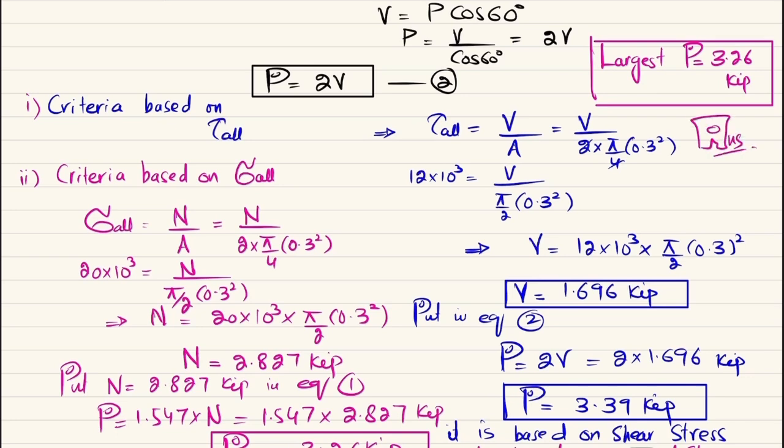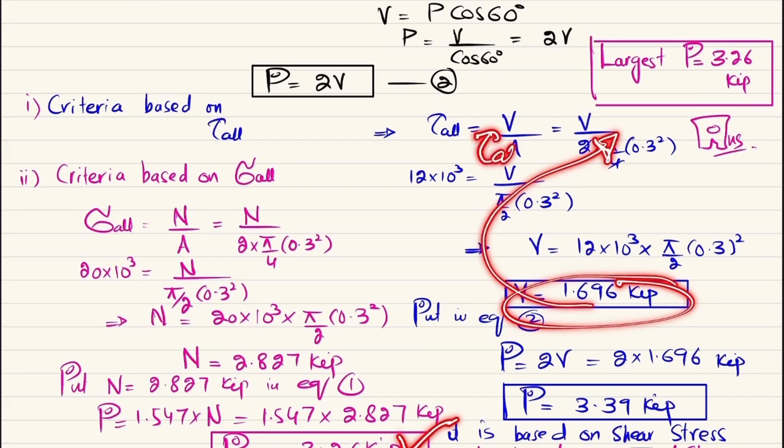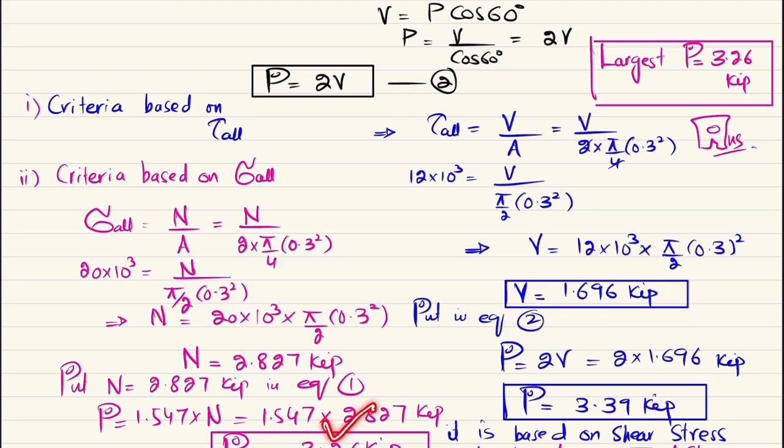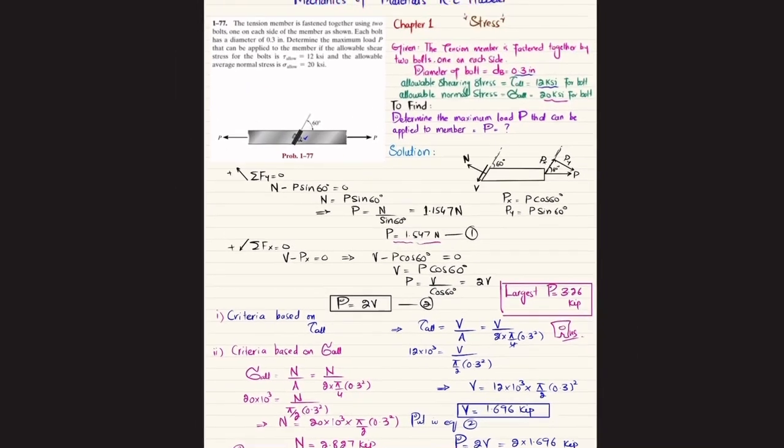Why have we selected this smaller one and called it the largest load? Because you can see this load is less than this, so it will be safer. And if you put this P in this formula, and then the shear force in this formula, it will exceed the allowable, your shearing stress will be greater than this allowable shearing stress. So therefore, for a safer design, we use P is equal to 3.26 kips. And that was all about this problem 1-77.